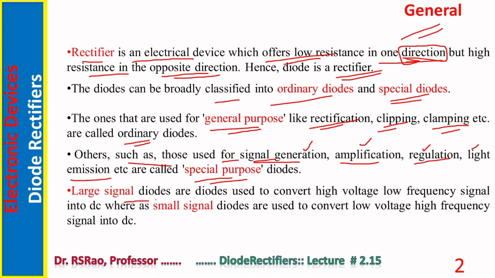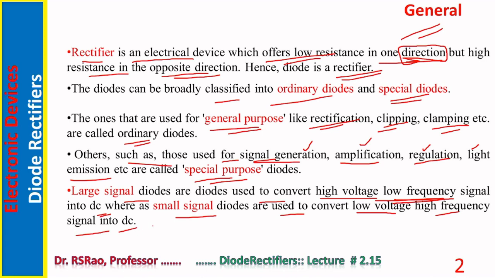Large signal diodes and small signal diodes. This is another classification apart from general purpose and special purpose diodes. What are large signal diodes? These are diodes used to convert high voltage, low frequency signal into DC. Whereas the small signal diodes are used to convert low voltage, high frequency signal into DC.